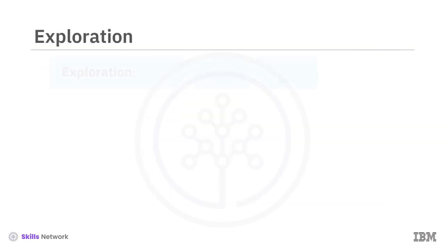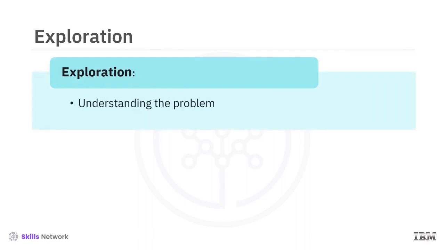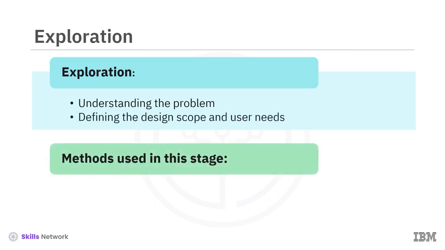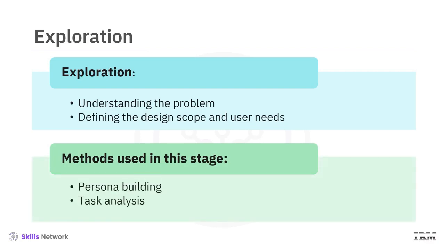The exploration stage is the time when various methods are used to understand the problem that the product will address. In this stage, the design scope, as well as the user's needs, is defined. 3 types of methods are used in this stage: persona building, task analysis, and journey mapping. Persona building implies creating realistic personas of the target user. It helps classify potential users of a product.